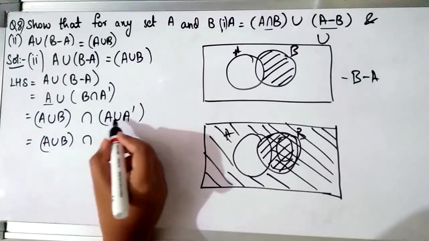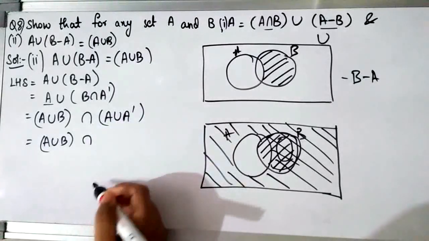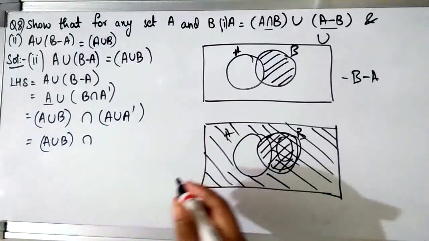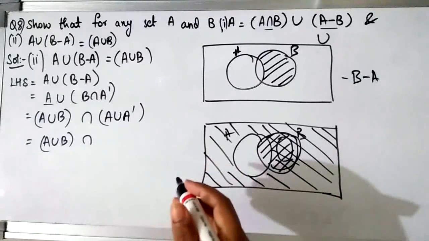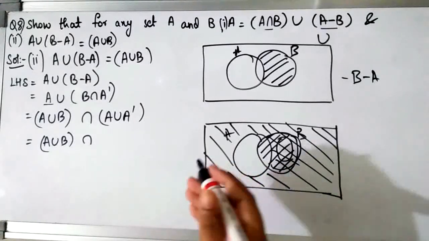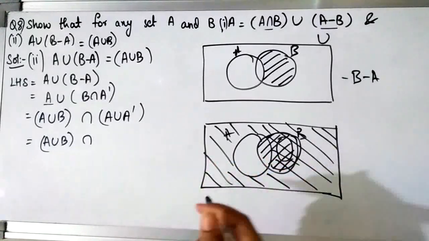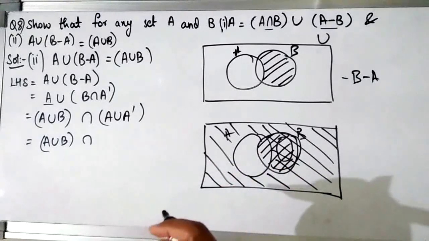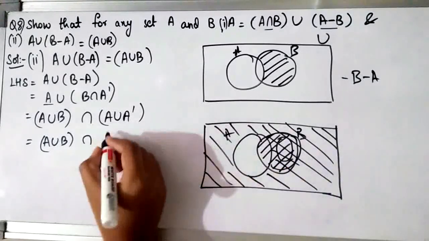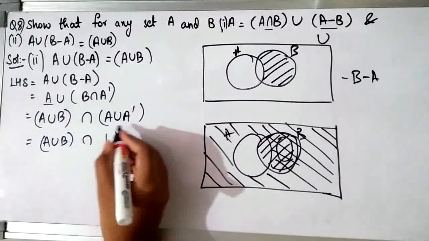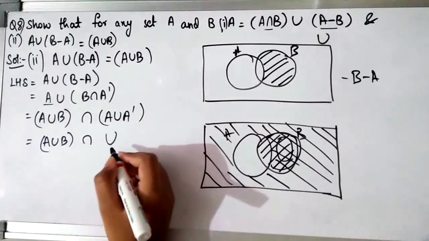Now what is A union A complement? Now you have one set A and you have its complement and you are asked to do the union. Again, in the previous one also I told you that whenever you have a set and its complement and they ask you to do the union, the final answer will be your universal set. Okay, the final answer for this will be your universal set.